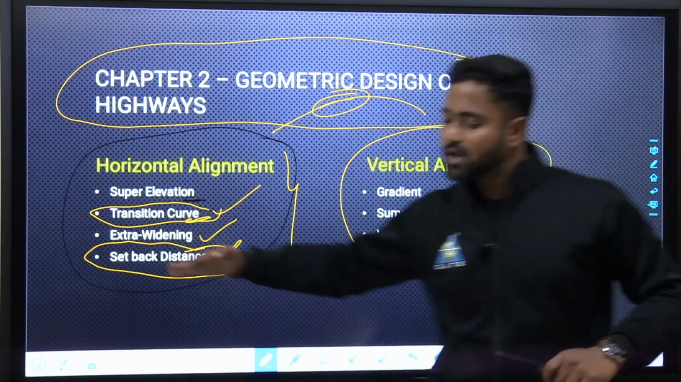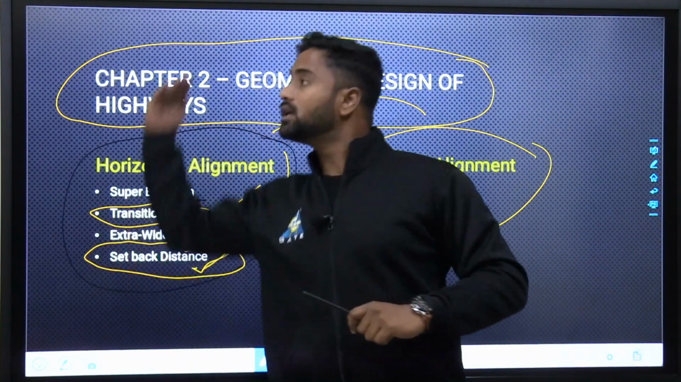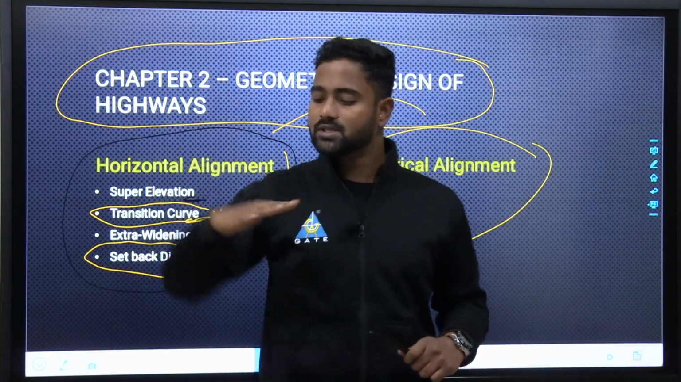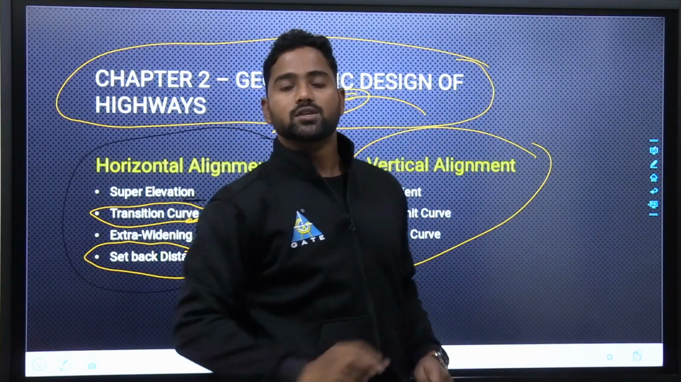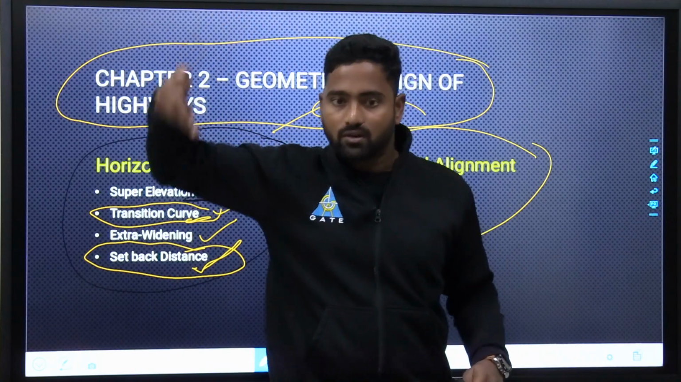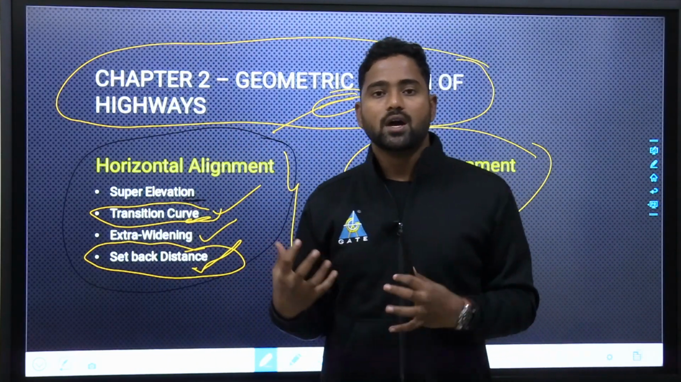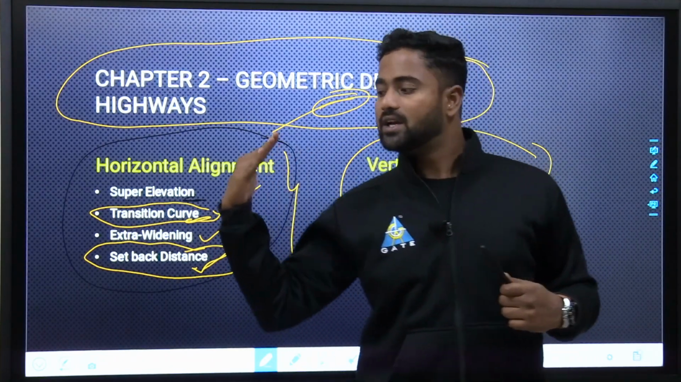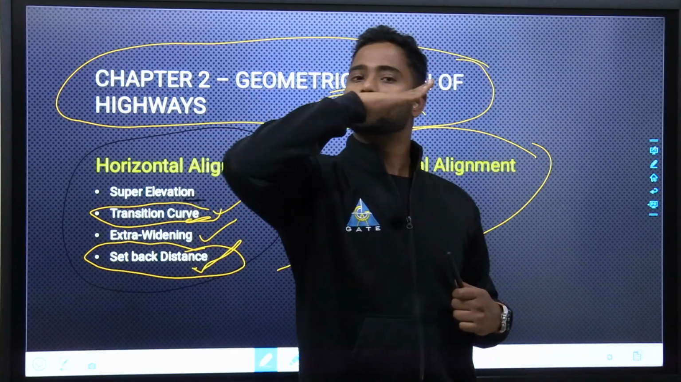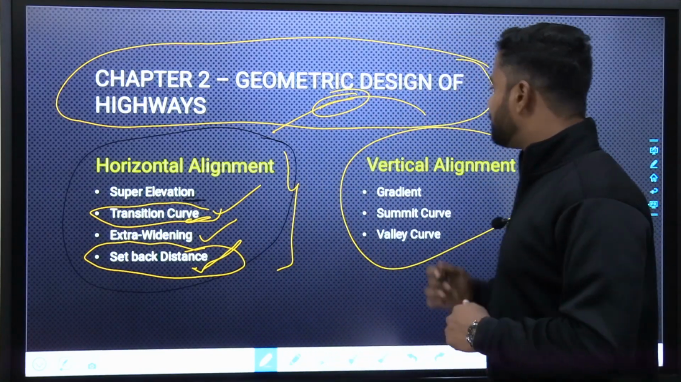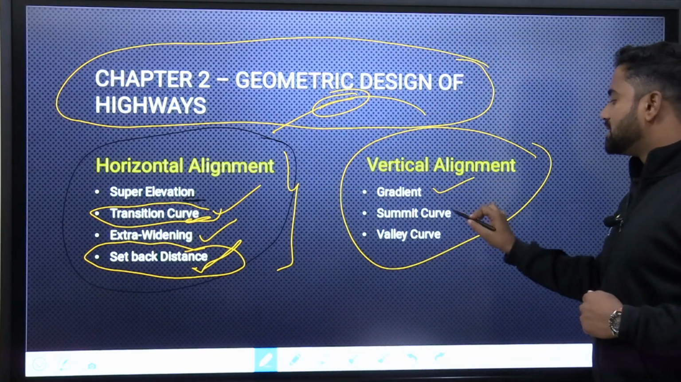If these are the horizontal curves, this will be the vertical curves. In that there will be summit curves and valley curves. So we will see the design of summit curves, the design of valley curves, and before that, what the gradient is. The vertical slope is called gradient. So there are different types of gradient, and then summit curves.